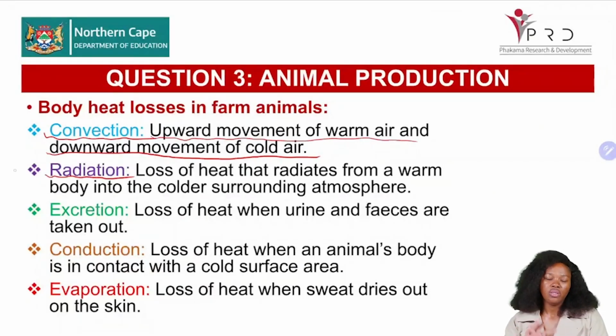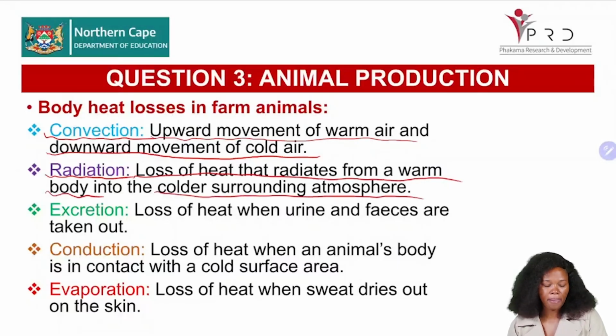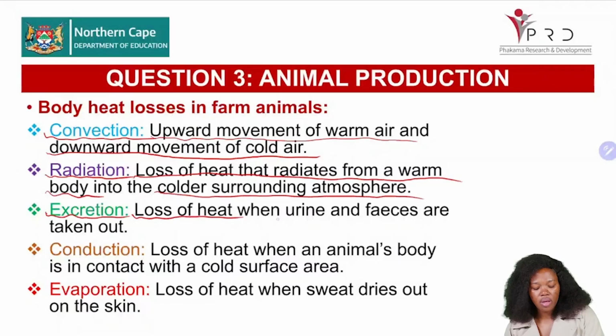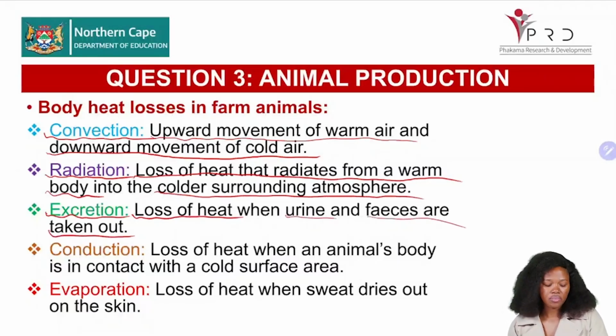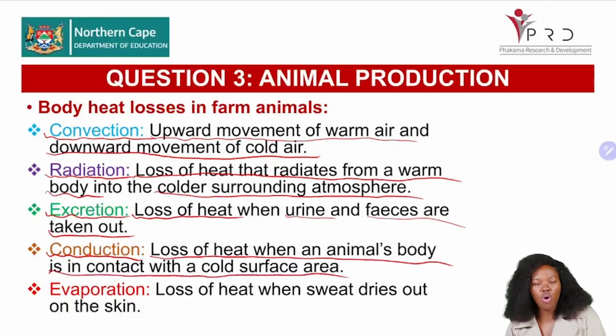Another one is radiation. Heat is lost through radiation, which is the loss of heat that radiates from a warm body into the cold surrounding atmosphere. Another one is excretion. It is very common, where it involves the loss of heat when urine and feces are taken out. Another one, conduction: loss of heat when an animal's body is in contact with a cold surface area. The last one is evaporation.